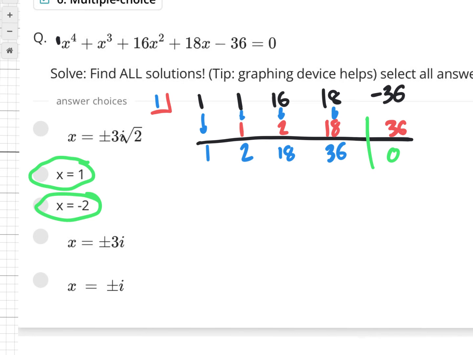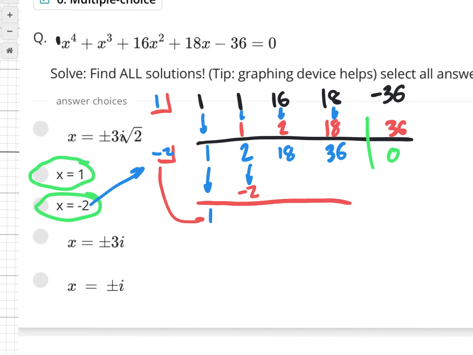So what I'm going to do is simply put my box again right here and put the -2 right there. That way I don't have to rewrite this list. I'm just going to use this list right here. And again, same deal as before. As I go down, I combine. 1 plus nothing is 1. As I go up, I multiply. -2 times 1 is -2. As I go down, I combine. 2 plus -2 is 0. As I go up, I multiply. -2 times 0 is 0.